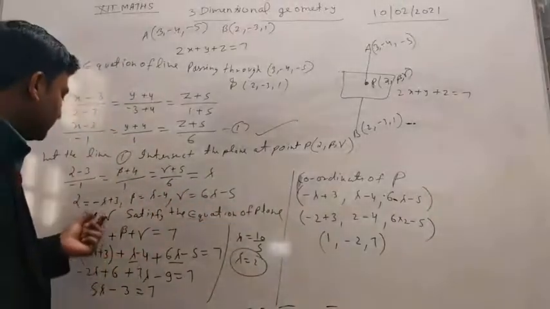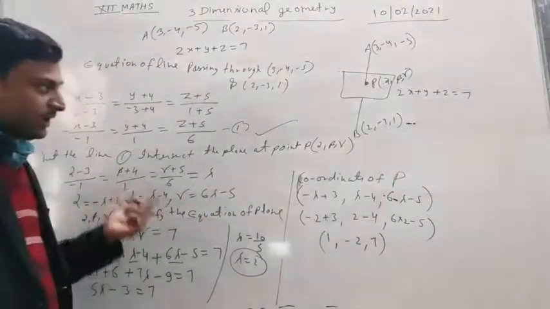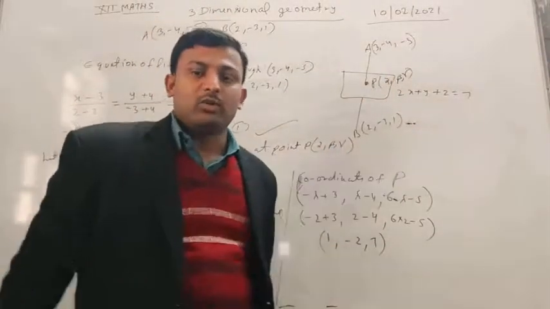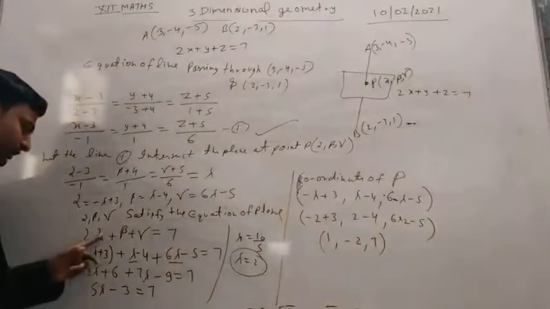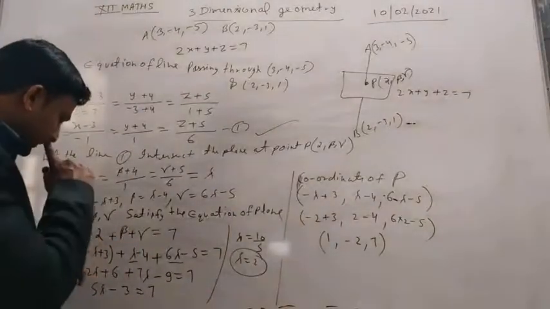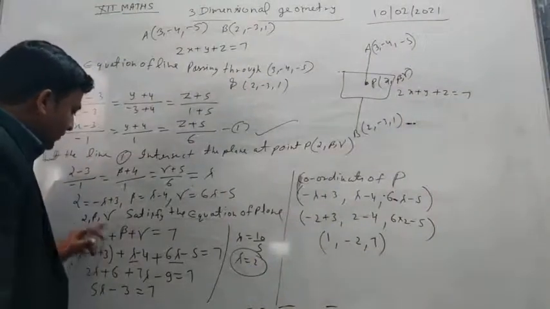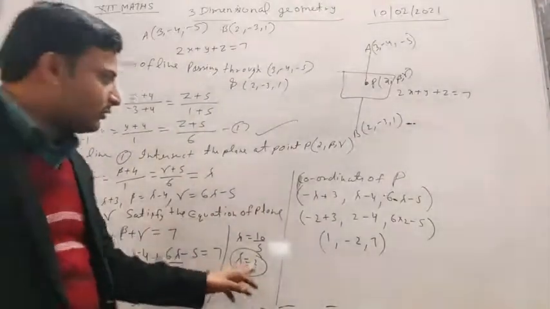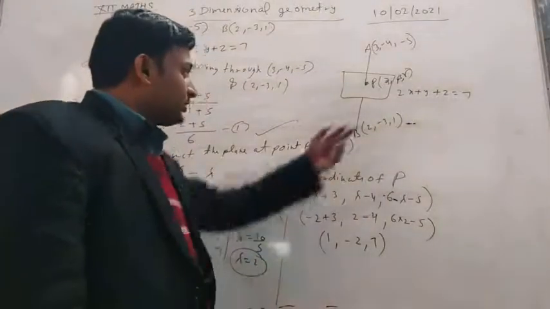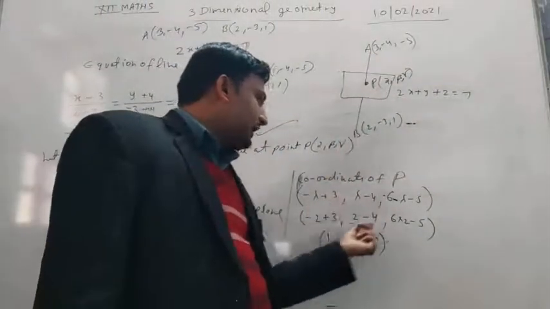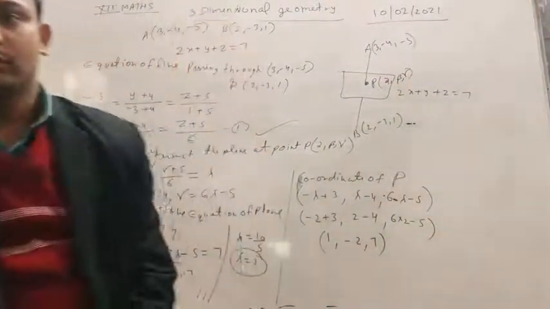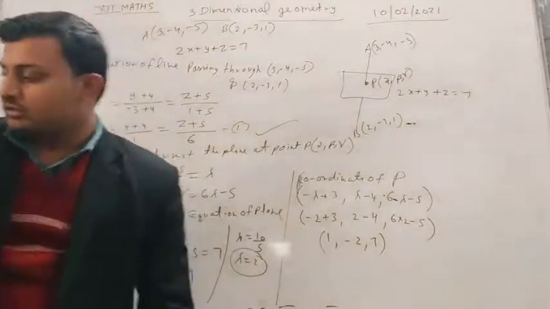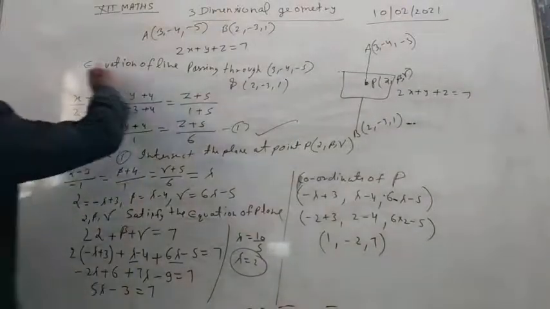And students, we know that this alpha, beta, gamma also satisfies the equation of this plane. So we replace x, y, z with the coordinates alpha, beta, gamma. So we write 2 alpha plus beta plus gamma is 7. And students, we know alpha, beta, gamma is this. When we put the values, we get lambda is 2. After getting lambda is 2, we put the value of lambda here and we get the coordinates, which is (1, −2, 7). I hope you understand students. Now we move to the next question.